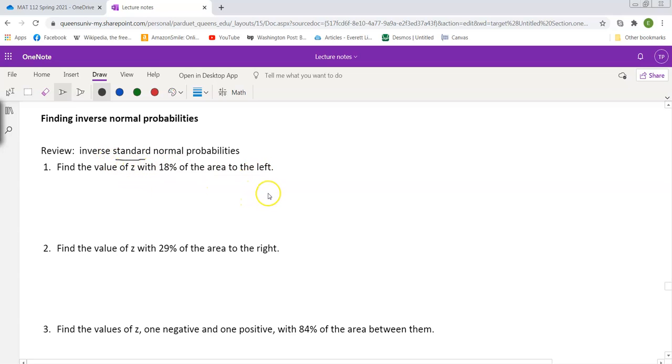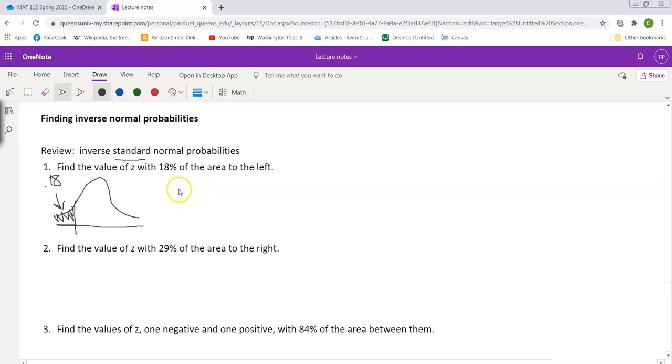because just like with the first video from this section, this is going to be one step in a bigger problem. So finding the value of z with 18% of the area to the left. So 18% of the area is this much here to the left. So that shaded area is 0.18.